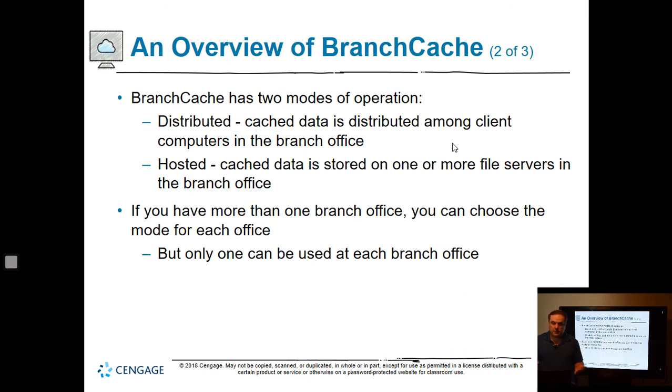The other option is hosted, and that's when the data is stored on one or more file servers. So if you have a small server at this branch, then you can turn that into a hosted branch cache server. So instead of that big file being cached on computer A, it's being cached on the small server at the branch office.